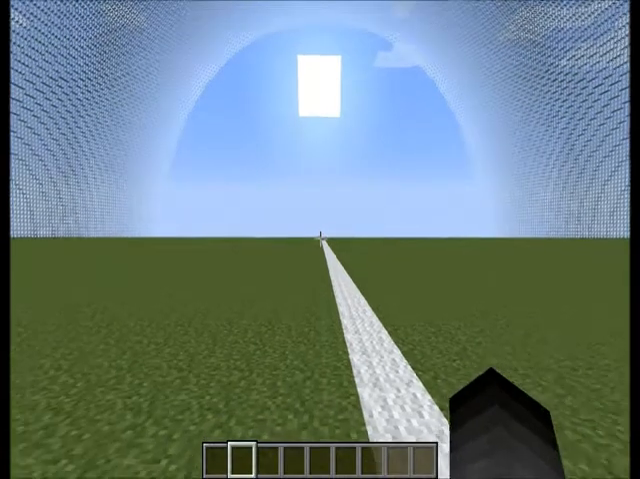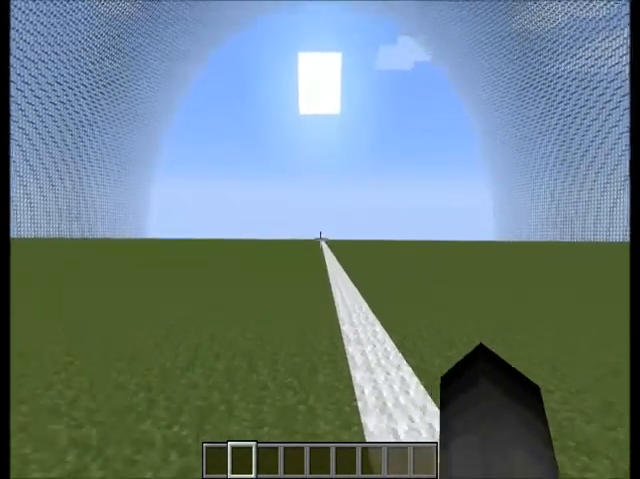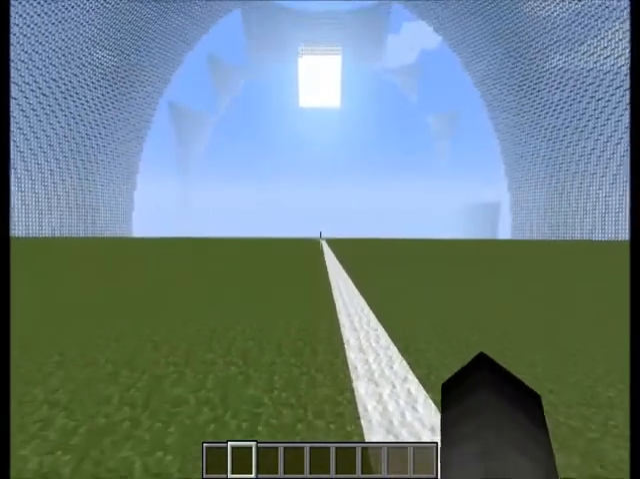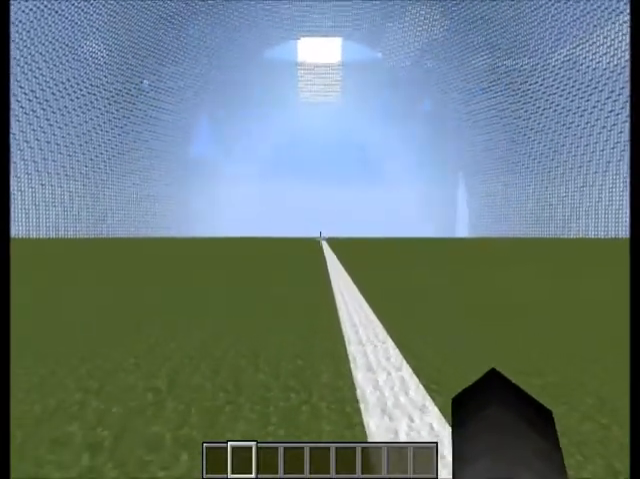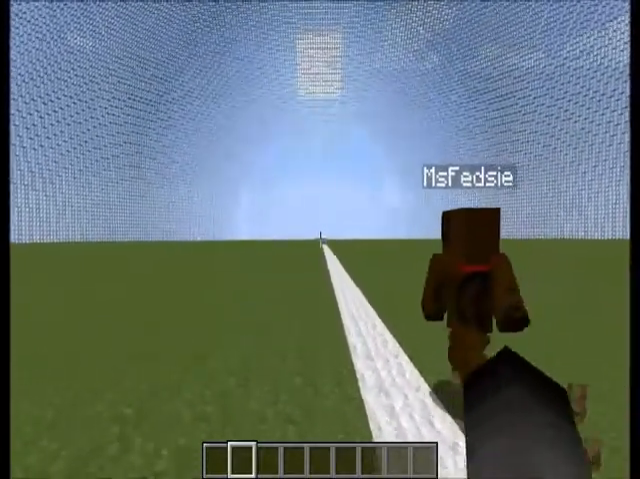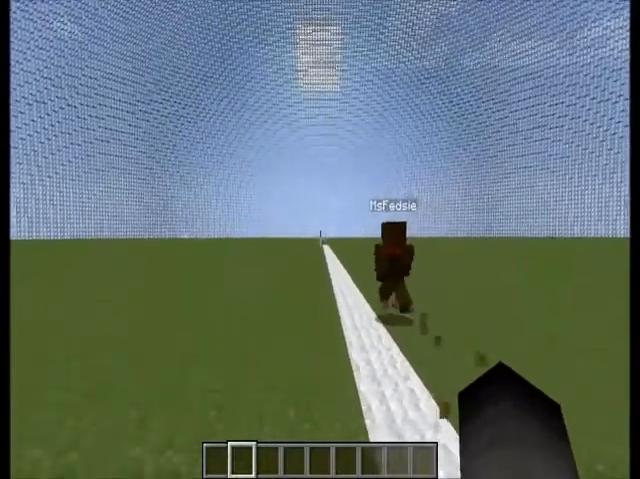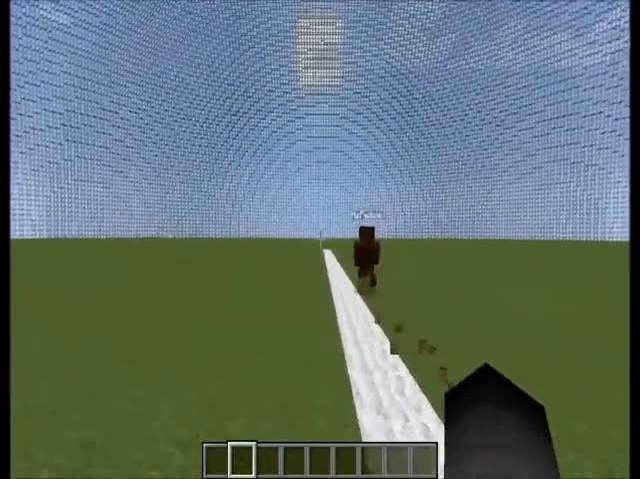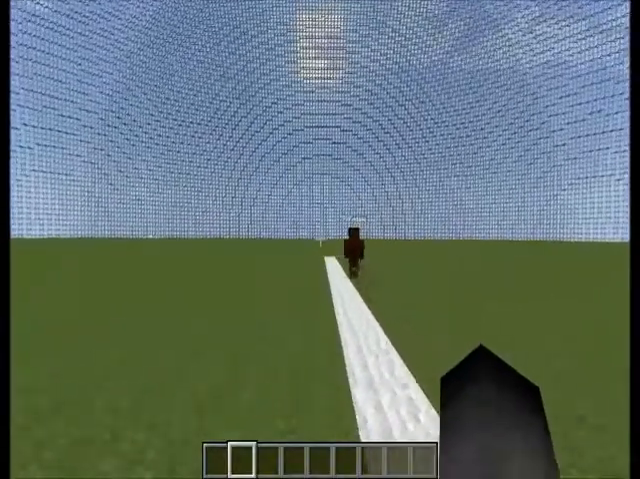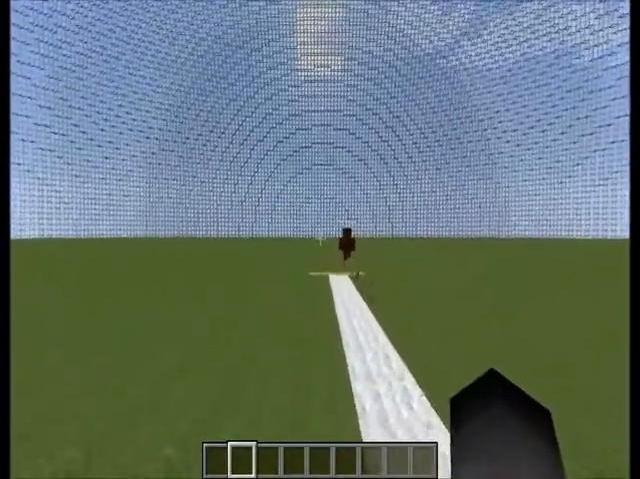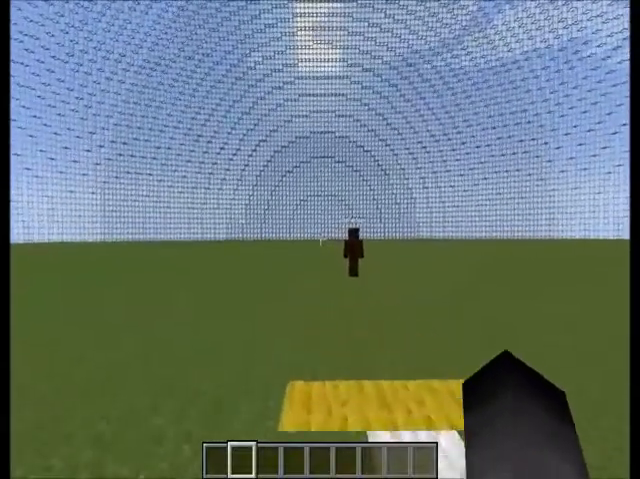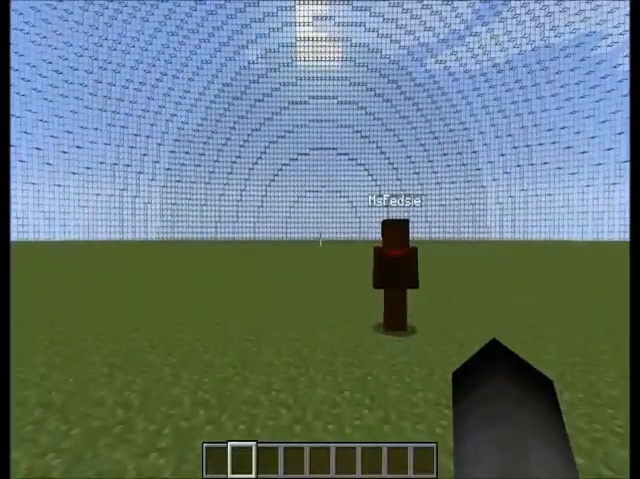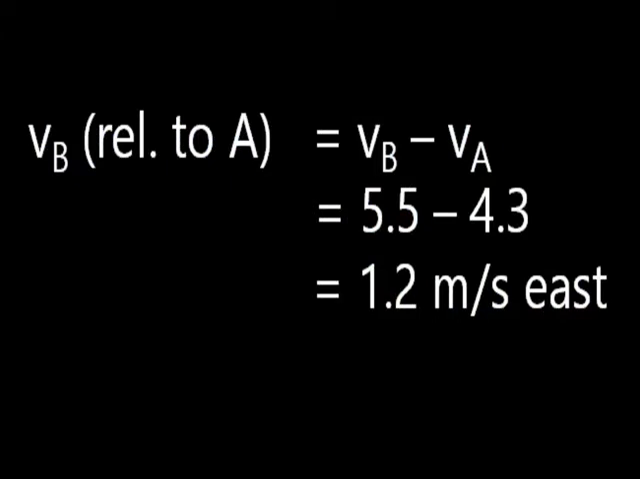This time I'm going to set off walking and Miss Betsy is going to overtake me running. We're both going in the same direction, due east. This time, my walking velocity relative to the ground is 4.3 meters per second due east, and Miss Betsy's running velocity relative to the ground is 5.5 meters per second in the same direction. So since we're both going in the same direction, Miss Betsy's velocity relative to me is now only 1.2 meters per second east.